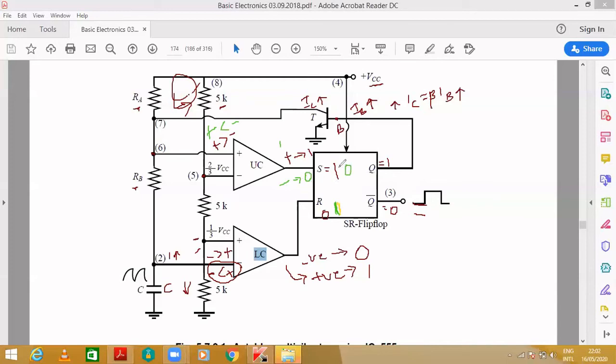Once S is 0 and R is 1, automatically your Q now becomes 0. When Q is 0, whatever Q bar is, it will be 1. That's why you can see this is on. Next, it is 0. When this becomes 0, whatever the current, it will be decreasing. As it is decreasing, the collector current is also decreasing, and finally it is almost not connected. Once it is not connected, what happens here?